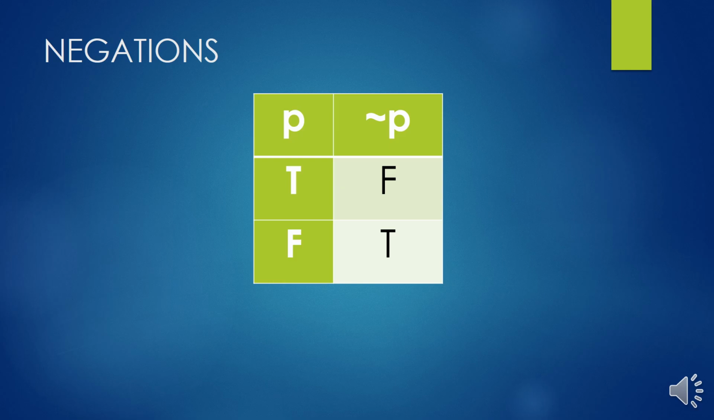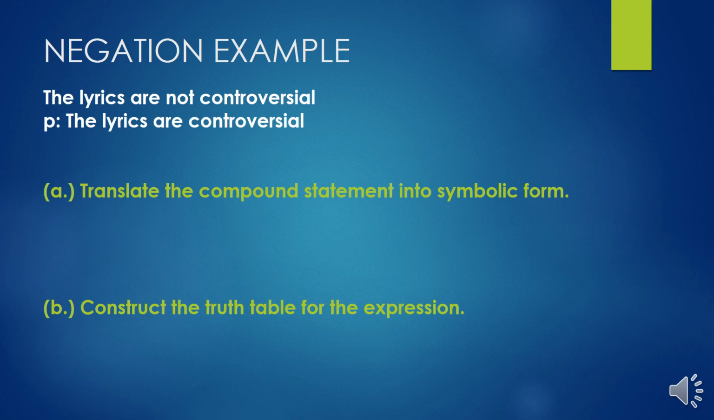So the first rule of truth tables is negations, and this is also the easiest rule. For negations, you're just going to change T's to F's and F's to T's. So anytime you have a negation, you're just going to use the opposite truth value from what they have in the first column there. Let's look at an example of a negation.